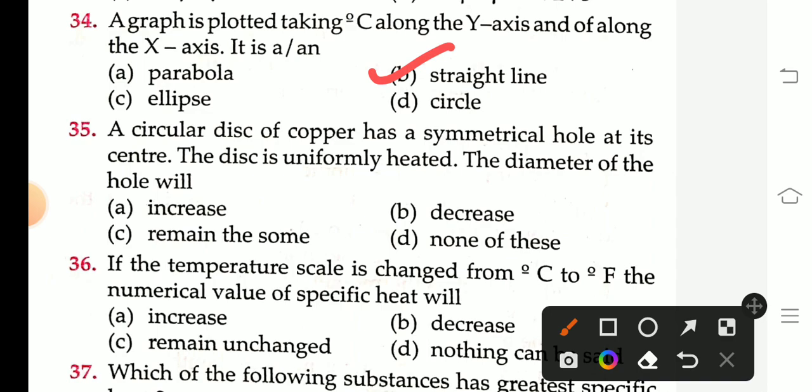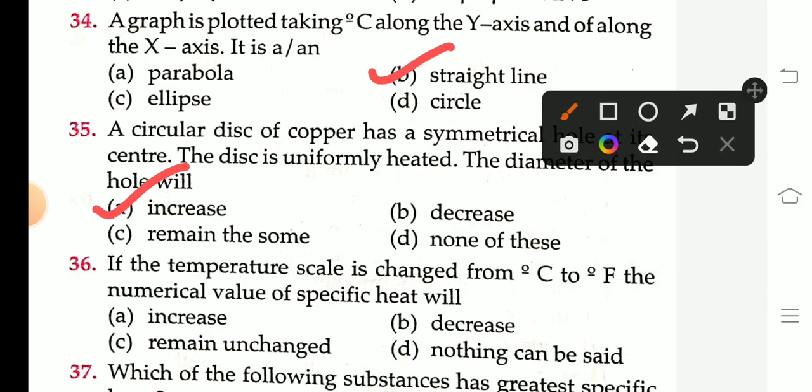Next, a circular dish of copper has a symmetrical hole at its center. The dish is uniformly heated. The diameter of the hole will, right answer option A, increase.